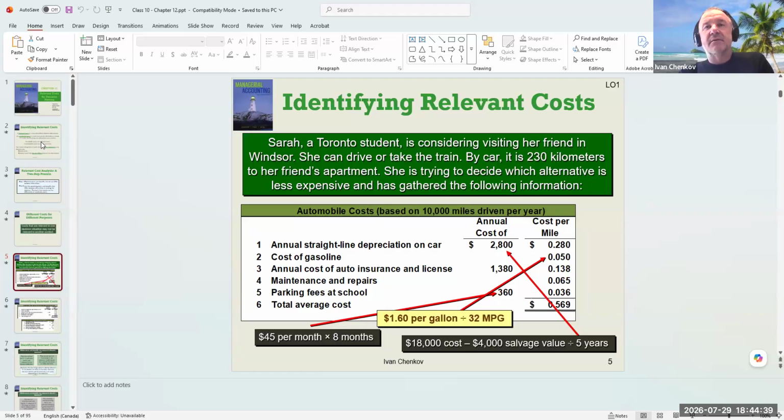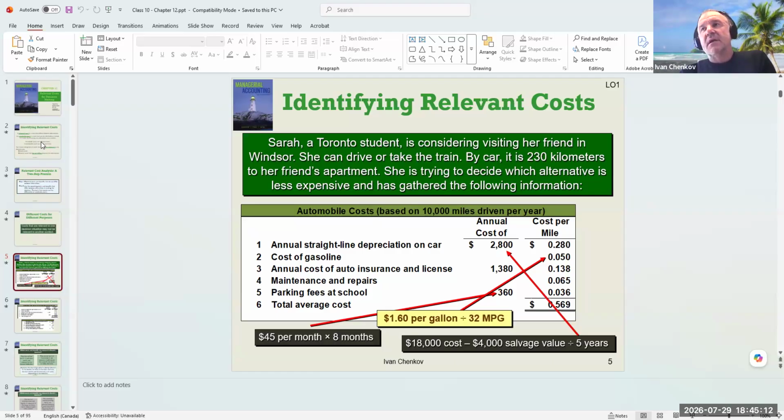Parking, maintenance and repair. Maintenance and repair: every time the car is driven, it has to be maintained, and if something happens, it has to be repaired. So that will be a relevant cost, which will be considered. Parking fee at the school: she already paid for the monthly parking fee or annual fee for the school, $360. Now, regardless of whether she parks or not, she already paid for the parking. So in that case, that will be an irrelevant cost.